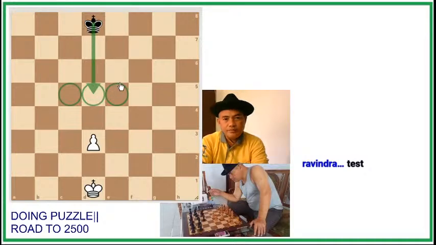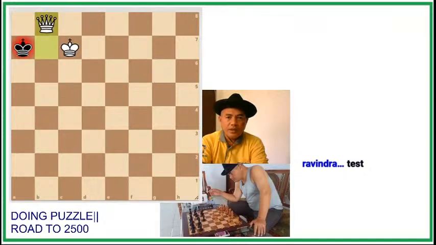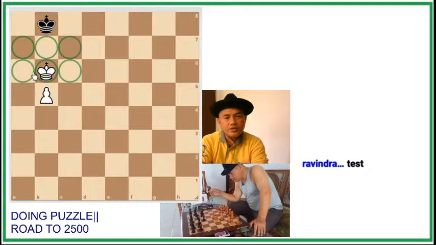And this is to determine the key square. If it's black to move, then white will get the key square. If it's white to move, then it will be a draw because black will get the opposition. And in this position, this is the key square. White is already on the key square. So whoever is to move, if black is to move, then white will win. Even if white is to move, white will win this position.